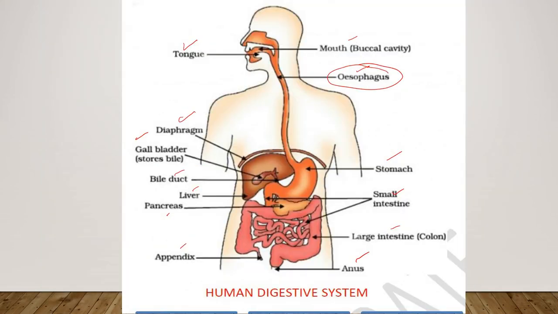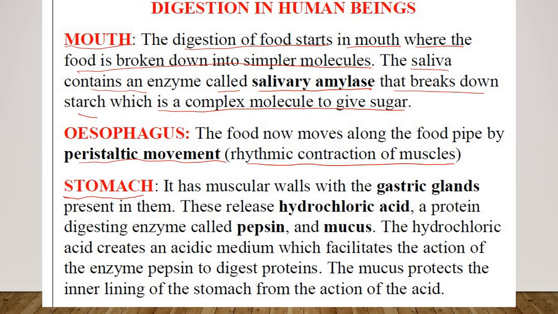Look at the stomach. This is your J-shaped stomach. It has muscular walls. The walls of the stomach are muscular with gastric glands. The glands present in the stomach are called gastric glands. They release hydrochloric acid, that is your HCl, a protein digestive enzyme called pepsin, and mucus. These three things are released by gastric glands.